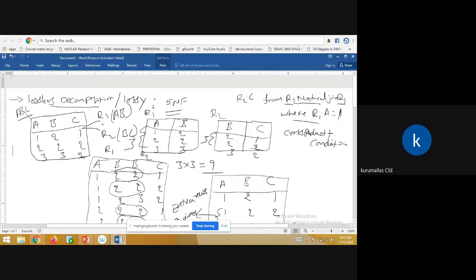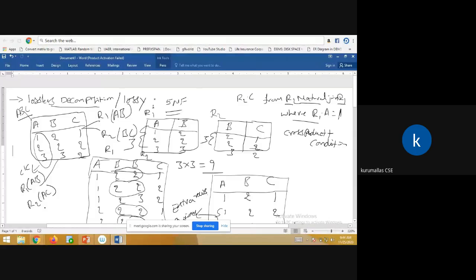So while splitting this table into decomposed tables, the common column should be a candidate key. Here this is not a candidate key, 223 is not, C122 is not. If you observe here, this is a candidate key; it has unique values. So while splitting this table into decomposed tables, R1 of AB and R2 of AC, right?